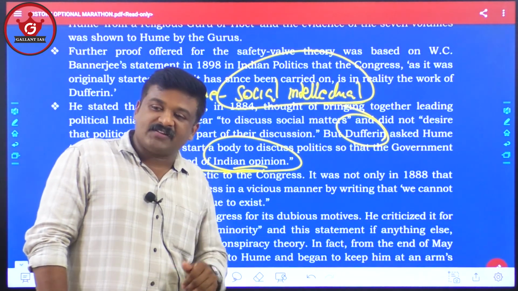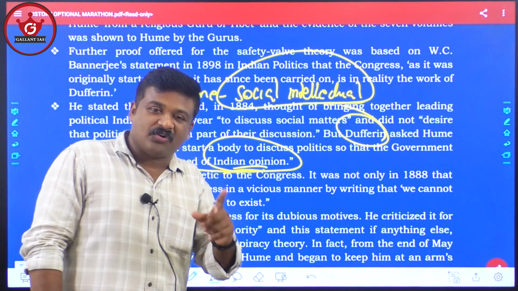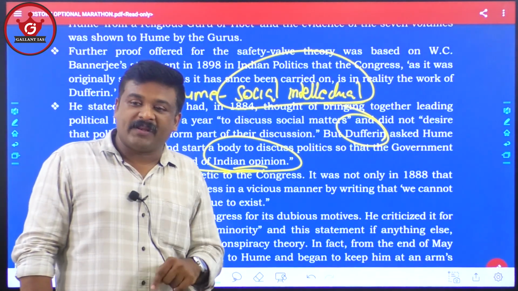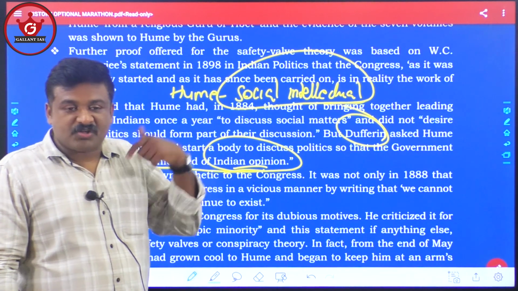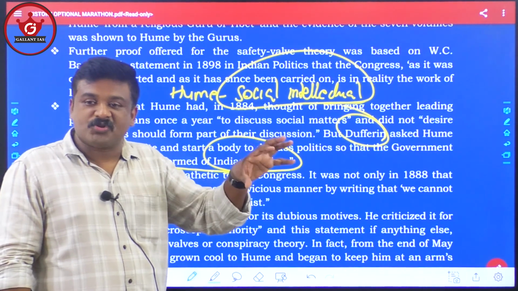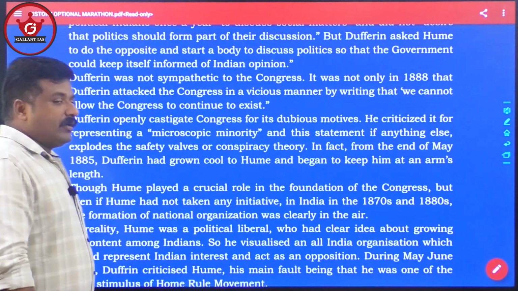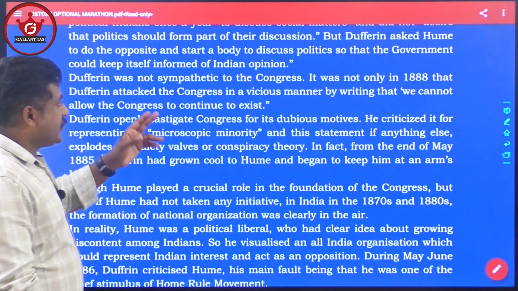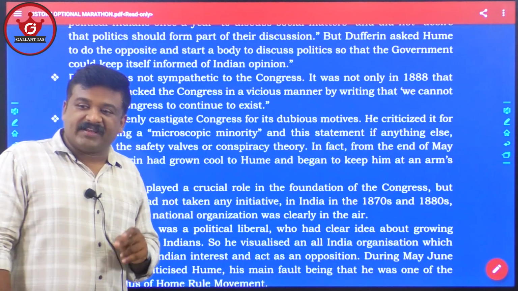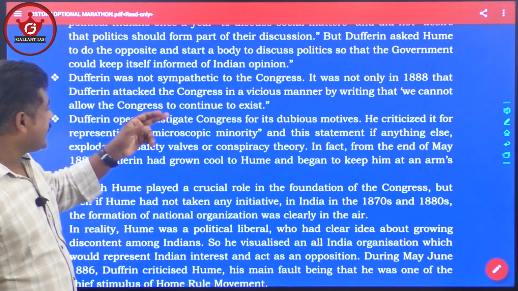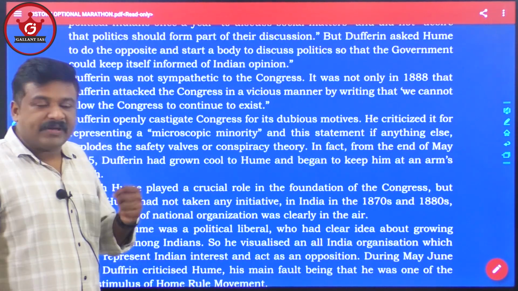But Dufferin said no, it should not be a social or intellectual body. It must be a political body where Indian political opinion is discussed, and we British will be kept informed of these political opinions and act accordingly. Dufferin also was not sympathetic toward this Congress. Right from the beginning, he was not sympathetic to Congress. He described it as a microscopic minority.